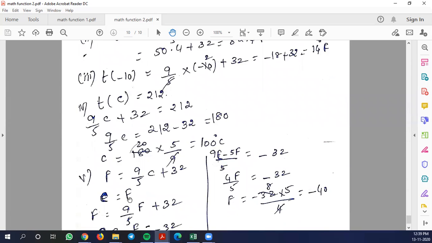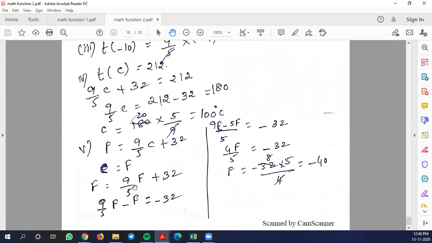Now, the last one, the temperature when the Celsius value is equal to the Fahrenheit value. So here it is given that Celsius is equal to Fahrenheit. So C is equal to F, it is given. In the place of C, I am substituting the value as F. And what is our F? It is 9 by 5 of C, and here again in the Celsius you have to substitute the value as Fahrenheit, because C is equal to F, plus 32.